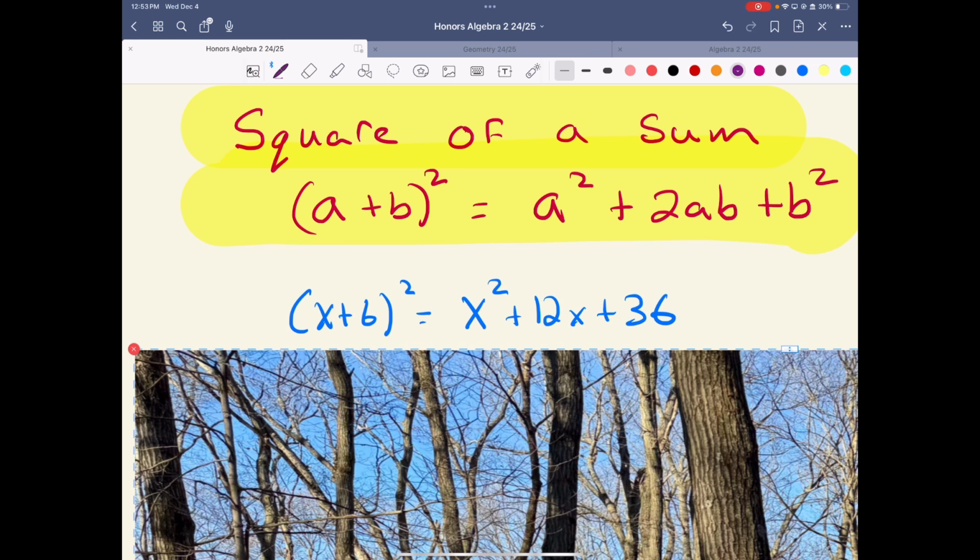My a value is x, so it's x squared, plus 2 times a times b. A is x, b is 6. 2 times 6 times x is 12x, plus 36. And you're done.